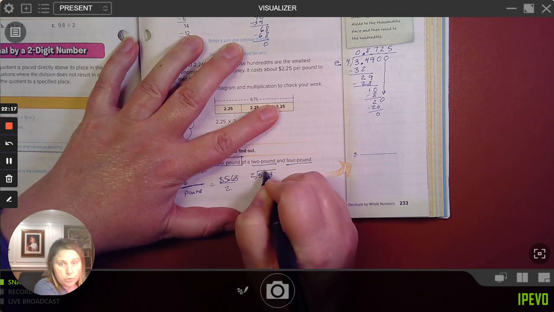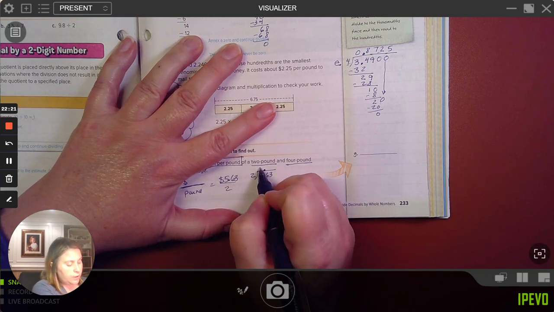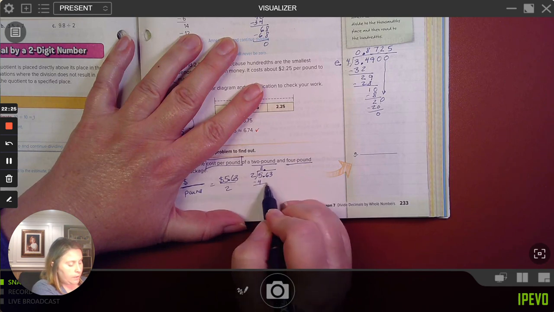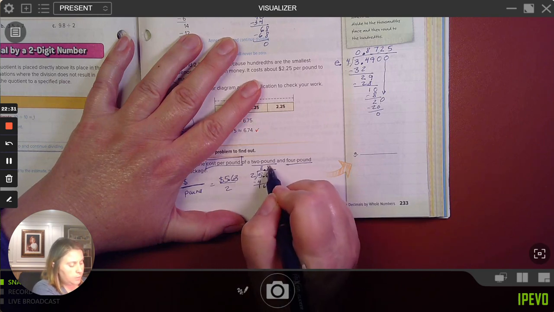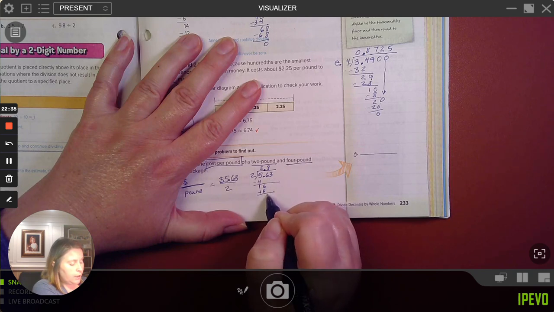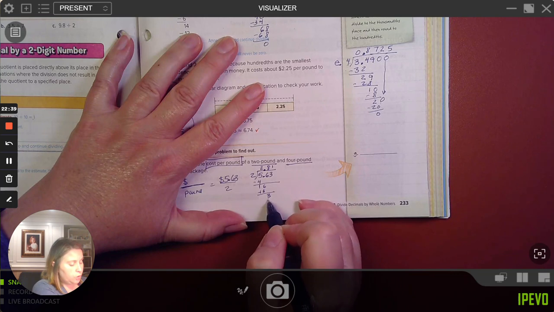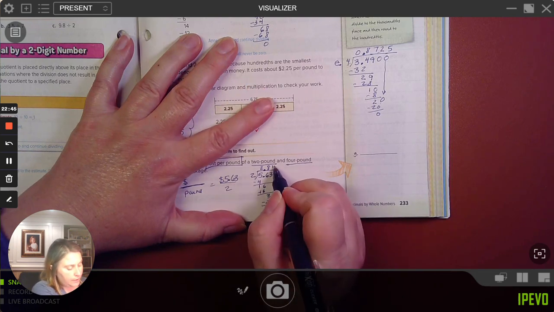Okay, I bring my decimal straight up. Does 2 go into 5? Yes, it does. It goes in 2 times. 2 times 2 is 4, and then I subtract. 5 minus 4 is 1. Bring down the 6. 2 goes into 16, 8 times. 8 times 2 is 16. Bring down the 3. 2 goes into 3 1 time. 1 times 2 is 2. I subtract and I have a 1. Bring down a 0. 2 goes into 10 5 times.